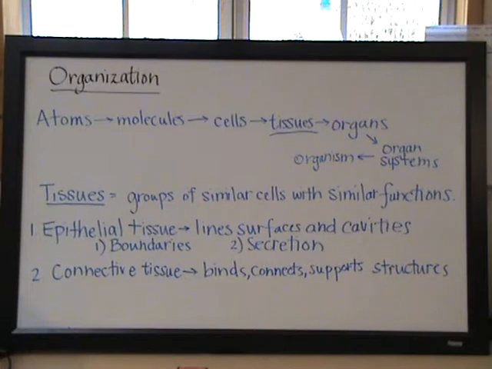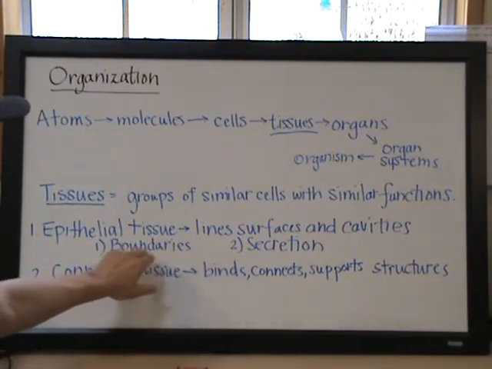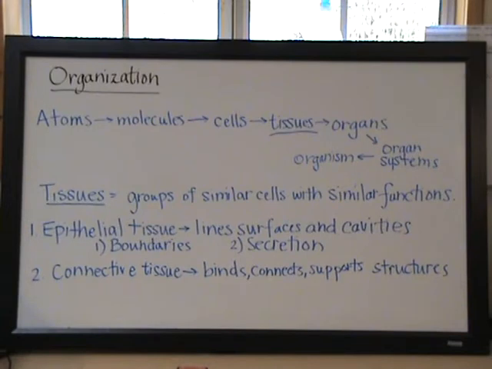Epithelial tissue, if you remember from anatomy, lines surfaces and cavities. By doing that, it creates several important functions in the body. One is providing a boundary across which substances can pass. The other is secretion, forming glands through which substances are secreted, and you'll read more about glands in your notes and in your text.